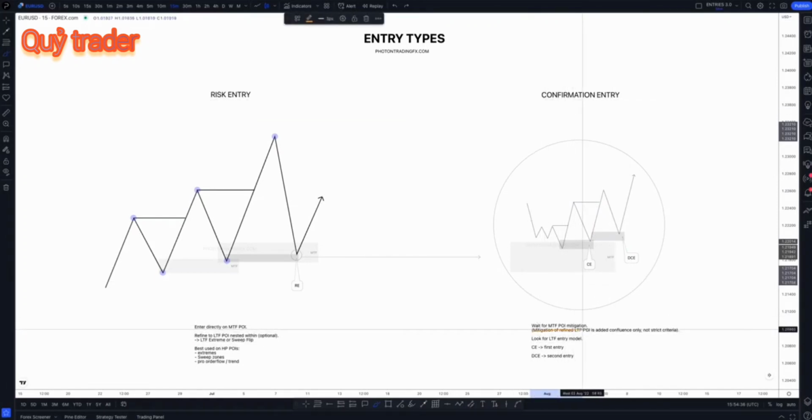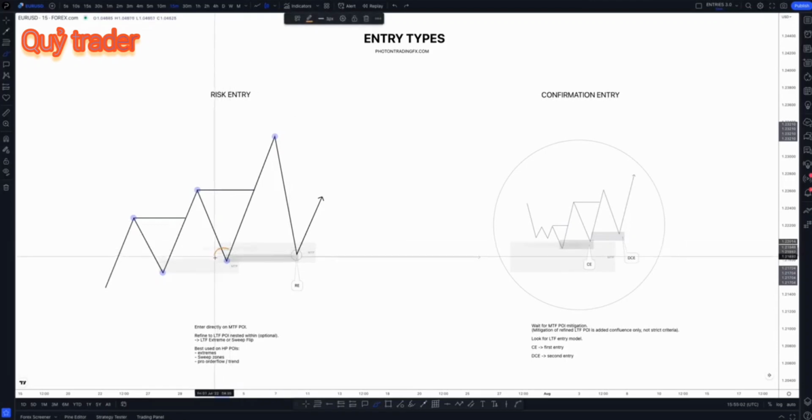We wait for our medium time frame POI mitigation. A mitigation of a refined lower time frame POI is added confluence only, not strict criteria. So what on earth does that mean? What that means is when you're looking at, say, your medium time frame POI, if you want to go and investigate down in here and you look left within, imagine your medium time frame POI is your M15 time frame.